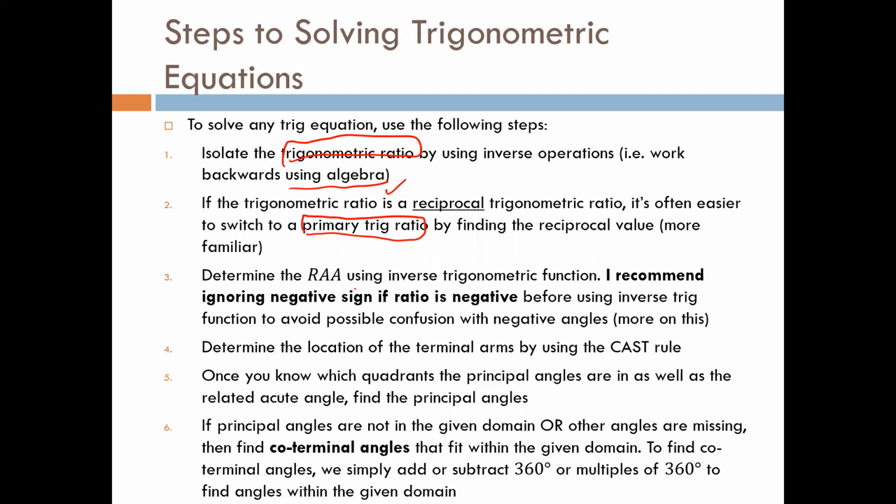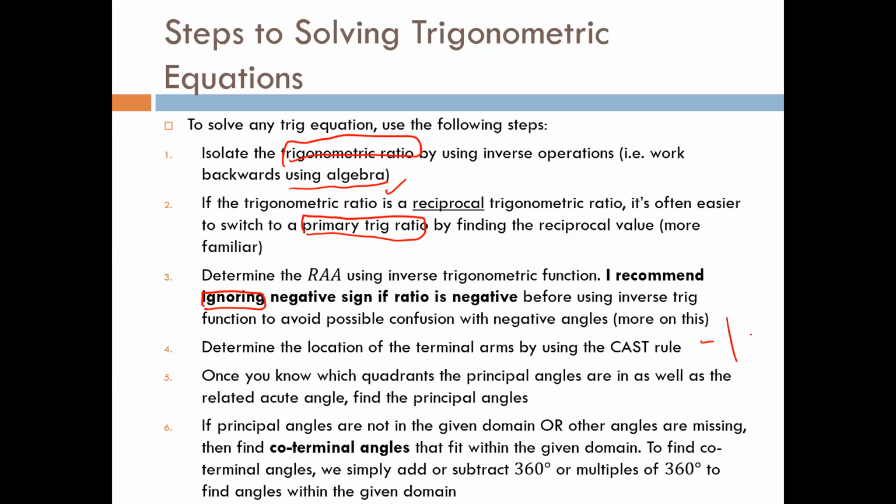Then what you're going to do is find the RAA, the related acute angle, and we actually brought this up in the last lesson, so this isn't anything new. As I said already, I would strongly recommend you ignore the negative sign if the ratio is negative before you use the inverse trig function. And we'll look at an example when you don't do that and how it tends to confuse your answer a little bit. Then you're going to determine the location of the terminal arms by using the CAST rule, right?